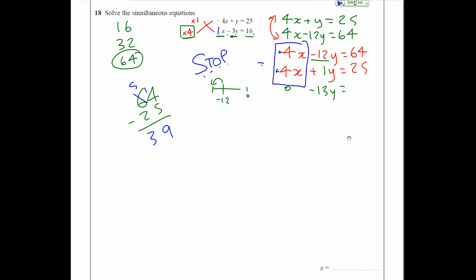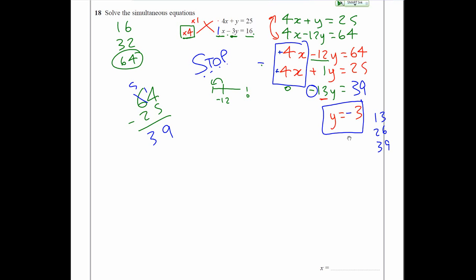39. Okay. Think about your 13 times table. 13, 26, 39. Okay. Adding 13 each time. So 39 divided by 13 gives you 3. However, it's a negative 13, so you put minus 3. So we found one of our letters.